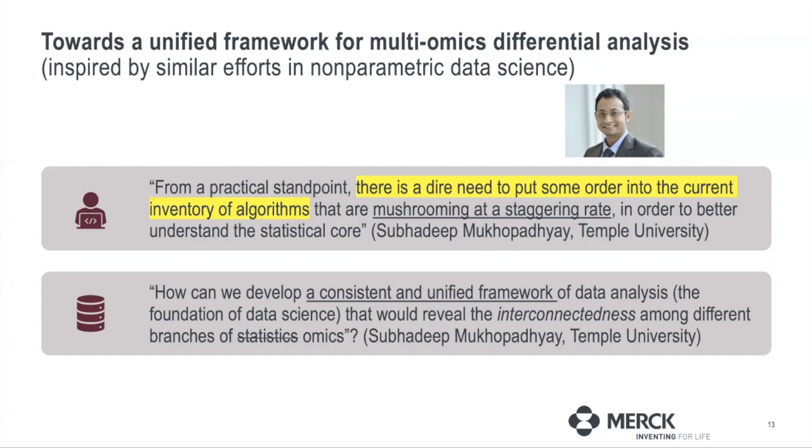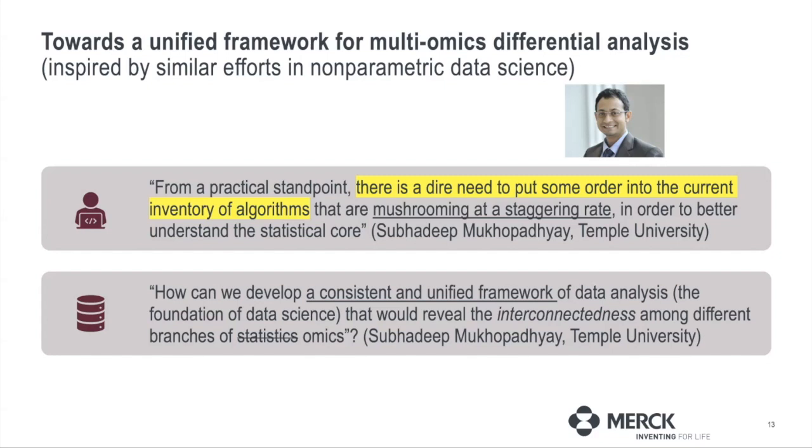Here is an example from non-parametric data science. I don't work in this area, but I found it interesting that there is a blog post written by one of the pioneers of non-parametric data science, and it seems this is also the case in that field: there is a dire need to put some order into the current inventory of algorithms that are mushrooming at a staggering rate. I connected with this statement very well, especially when it comes to microbiome data analysis. There are so many tools being developed without really connecting them or making them talk to each other, or unifying and combining all these methods to understand the biology better.